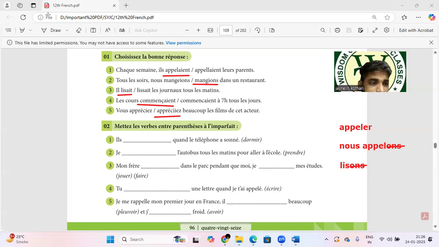चलो, क्वेश्चन नंबर 2. इल फॉर्म स्टूडेंट्स, इल फॉर्म ओवर हियर नाउ. व्हाट विल डू? नous फॉर्म करेंगे. ONS कैंसिल करके. टेल मी स्टूडेंट्स, एंडिंग्स क्या आएगी इल फॉर्म में? AIENT. Perfect. It is going to be AIENT. Dormaient. They used to sleep when the telephone rang.